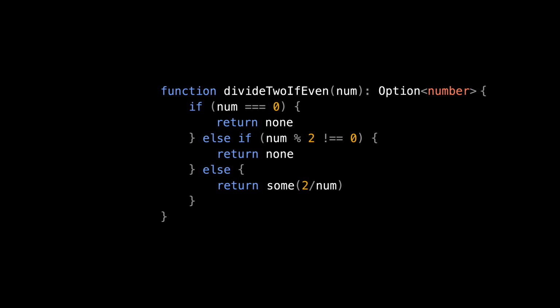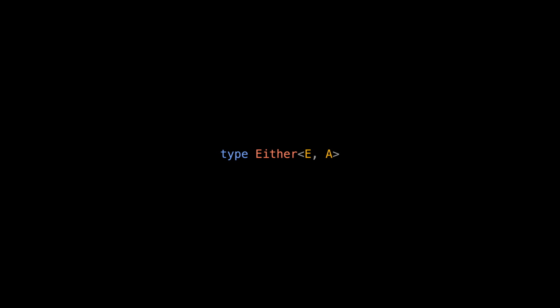As you guessed from the title of this video, the answer is in using either. Either is a type constructor that receives two types. I think you already guessed why we need two types. One is for when everything goes right and we have a good value, and the other is for when an error happens and things go left.